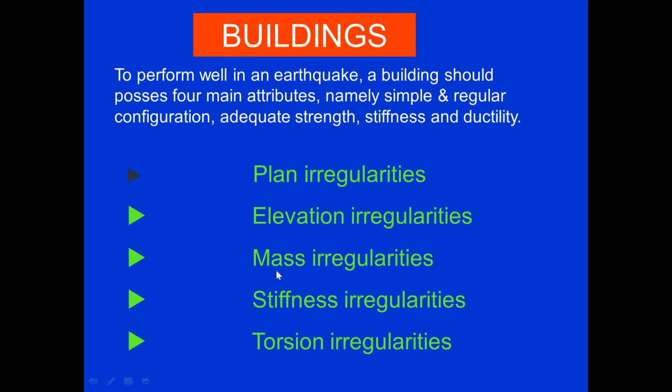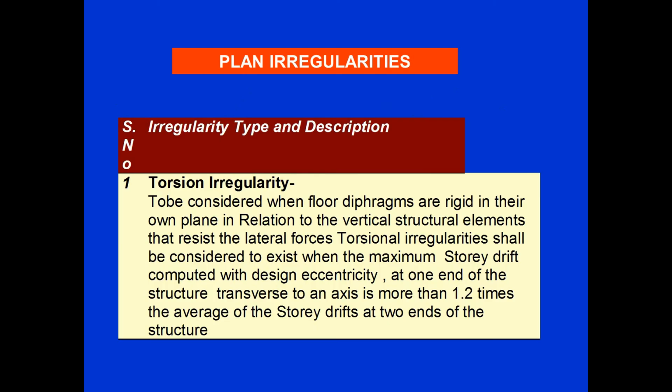These theoretical parts are available in your IS 1893-2002 in a very systematic way with proper diagrams. So you can refer to this for the theory question with reference to IS 1893-2002. So let us see one by one. Okay, first is plan irregularities. So, irregularity type and description. What about the plan irregularity? It means the torsional irregularity.